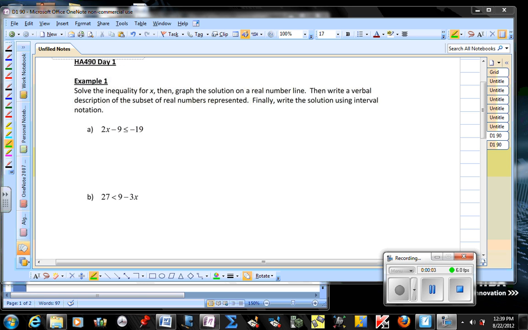Okay, we're going to look at some inequalities. In example 1, we're asked to solve for x, graph the solution on a real number line. Then we're asked to write a verbal description of the subset of real numbers represented. And finally, we're going to write the solution using interval notation.